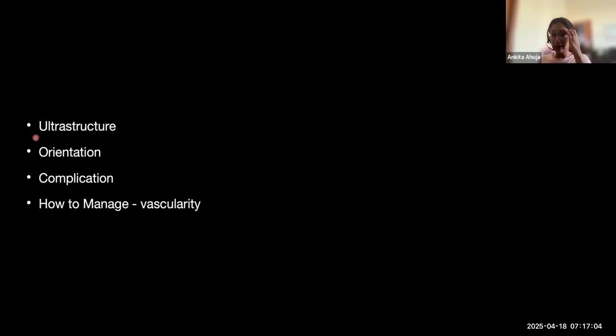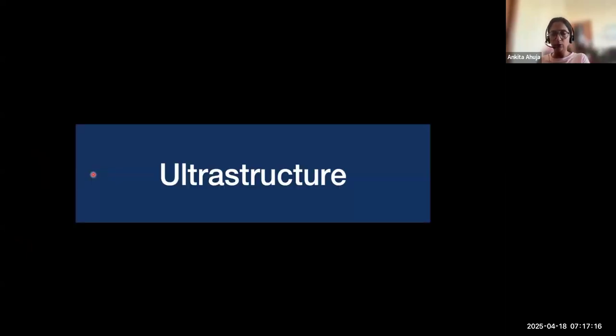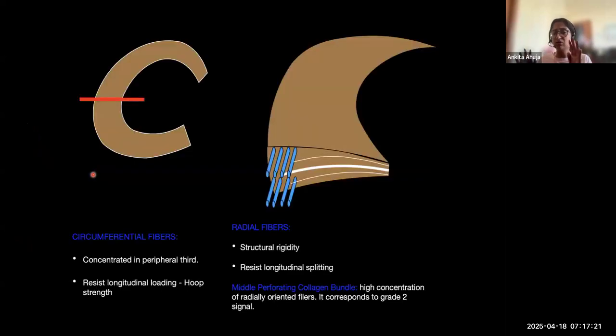Now what I'm going to tell you more in detail about the meniscus is how a meniscus is formed, how the tears are oriented, how you decide what tear and their complications, and how we decide on the management. So let's start with the ultrastructure. This is very important. We will do this exercise in this entire session. I want all of you to put your hand like this, so you form a C with your hand.